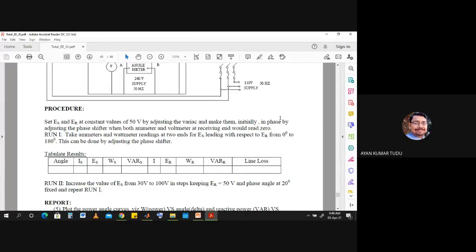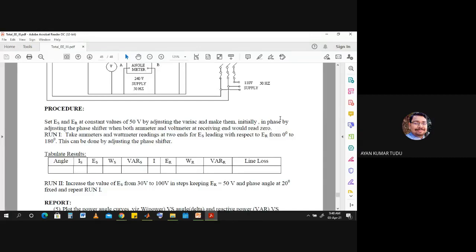In run 2, the receiving end voltage, that is ER, will be kept constant at 50 volts, and the phase angle delta will also be kept fixed at 20 degrees. What we'll be varying is ES, from 30 volts to 100 volts, and again we'll be seeing the same results. We'll be tabulating the same results as you can see here, and we'll be finding out var s and var r. How will we find out var s and var r? We'll find them from our power circle diagram. So we'll be seeing it later.